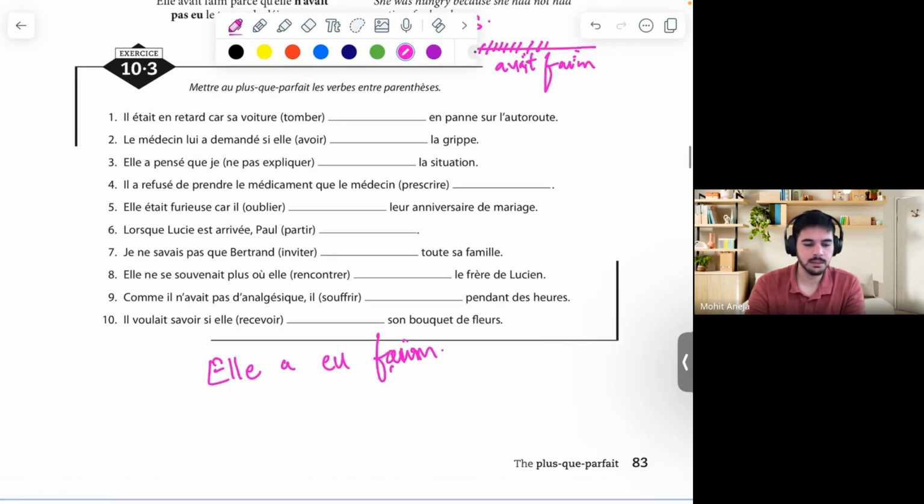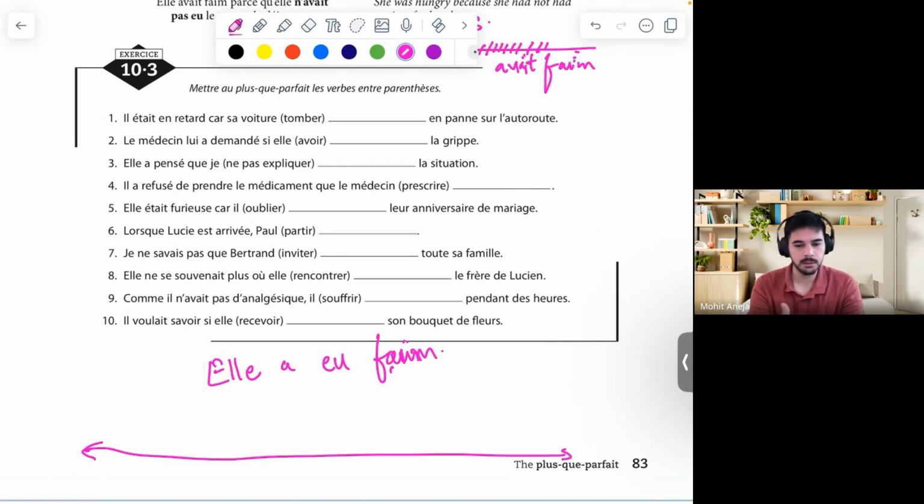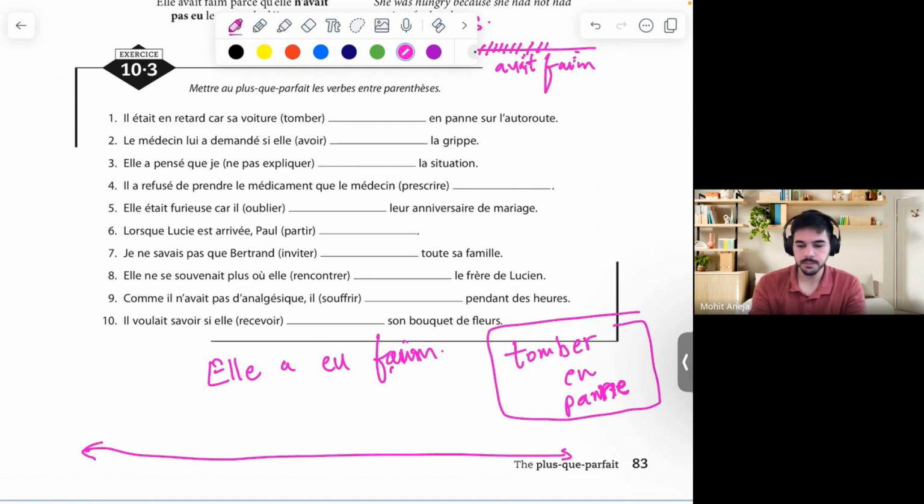यहाँ पे जो first example है, it's a very good example. देखो, in fact one of the best examples for anteriority. Elle était en retard car sa voiture blah blah blah en panne. So tomber en panne is a very good expression, you should know this. This is a very long way of saying something in French. Tomber en panne, क्या होता है tomber en panne?